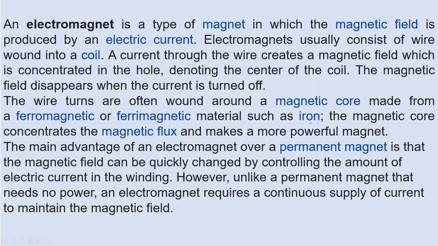The magnetic core concentrates the magnetic flux and makes a more powerful magnet. An electromagnet requires a continuous supply of current to maintain the magnetic field. So this explains the thunder in the ionosphere of the Earth. So I let you read the description.